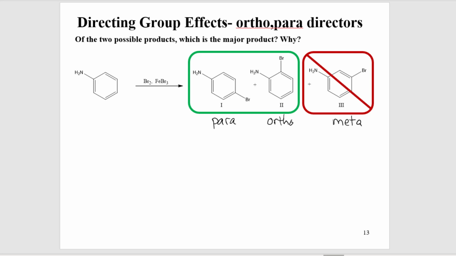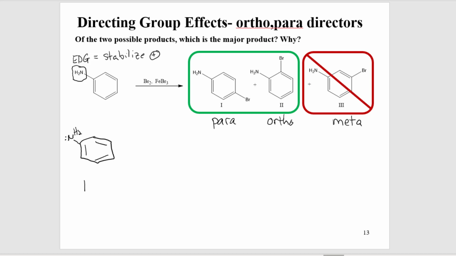Why is that? Okay, so we've identified this as an electron donating group. Electron donating groups stabilize carbocations, right? We want carbocations to be around as many donating groups as possible. And remember, we're going to generate a carbocation in the first step of this reaction. So let's do an exercise to prove that ortho and para are the major products.